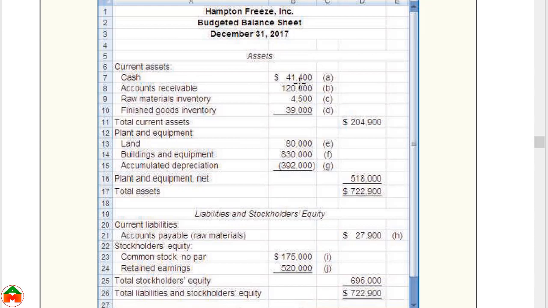I would like to repeat one important thing, that is we will prepare the budgeted balance sheet with the closing balance of all items. And for preparing this budgeted balance sheet, we will take data from the beginning balance sheet as well as from the previous budgets. However, we can see our first item is cash, and the balance of cash is 41,400. This is the closing balance, and this will be taken from the cash budget.